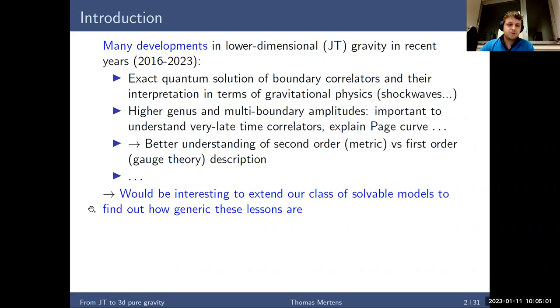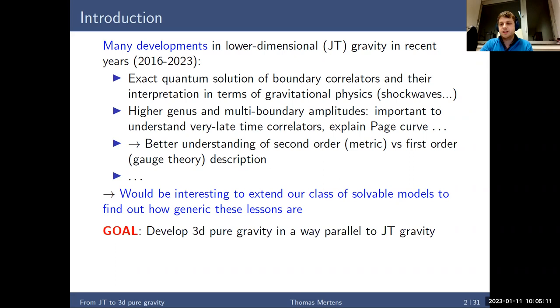So of course, it would be interesting to extend our class of solvable models to find out how generic some of these lessons are. And the goal of this talk will be to develop 3D pure gravity in a way that parallels what we understand about two-dimensional JT gravity.